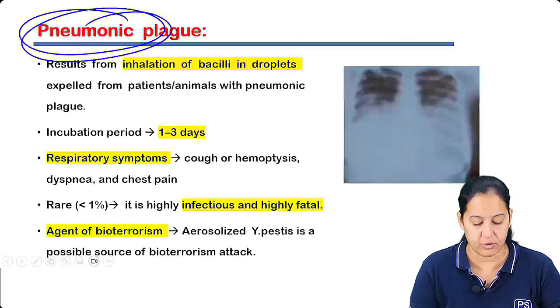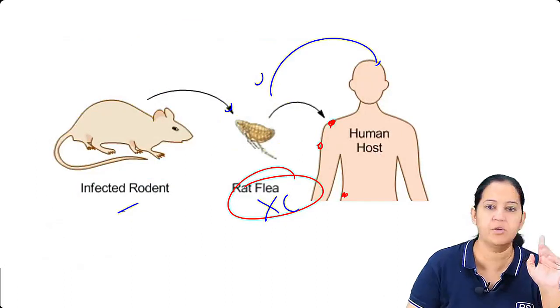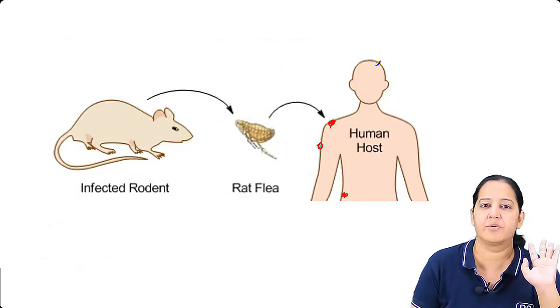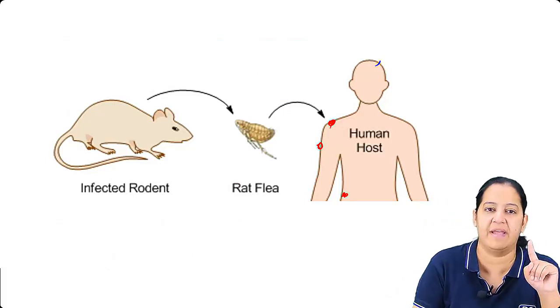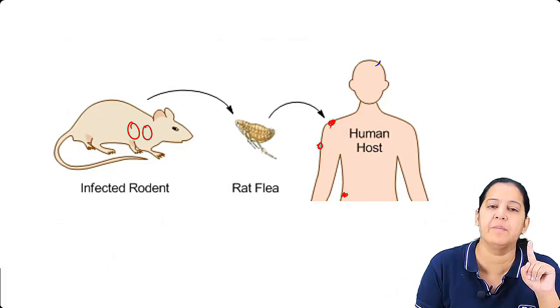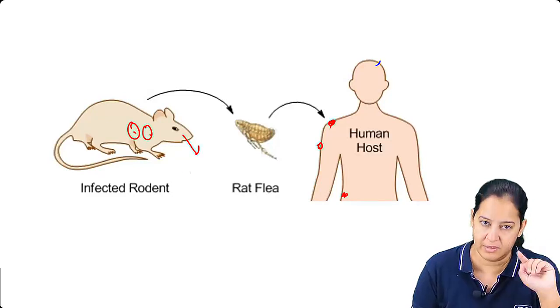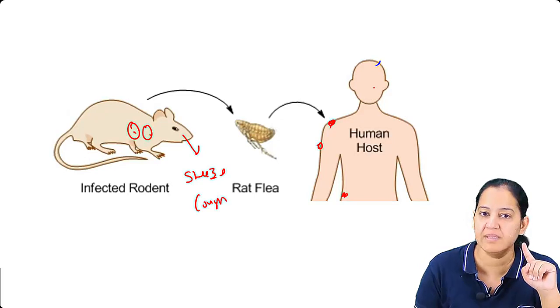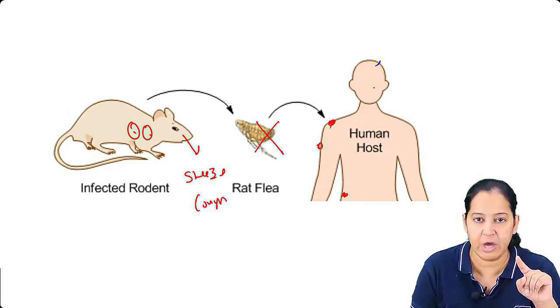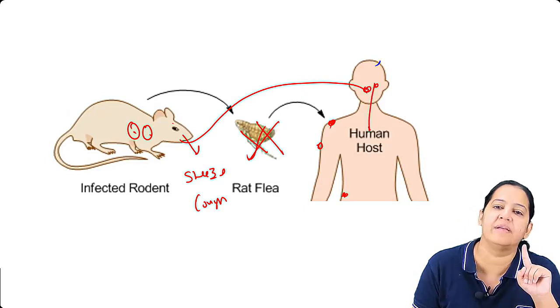Now imagine this is the rodent. How does it transmit? It is not via the rat flea. Imagine this rodent has plague, and the rodent is having pneumonic plague. The lungs are involved, so the rodent also sneezes and coughs. The rodent is sneezing and coughing, and the human is in close contact with the rodent. So without the rat flea, it directly enters in droplet form inside the lungs of the man.